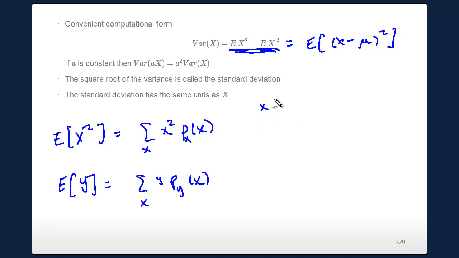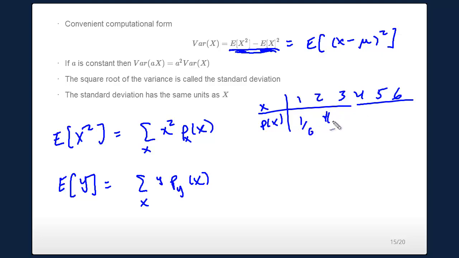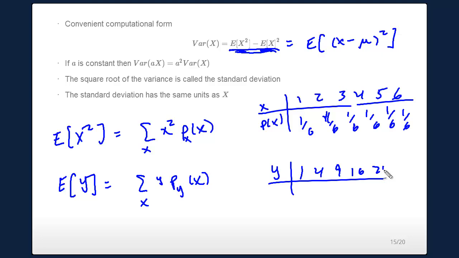In this case, X can take values 1, 2, 3, 4, 5, 6. For my die roll, p(x) is 1/6, 1/6, 1/6, 1/6, 1/6, and 1/6. And then here my Y can take values 1, 4, 9, 16, 25, and 36. The probability is 1/6, 1/6, 1/6, and so on. So this is p_Y(y). Sorry, it should have been a y right there. This is p_X(x). And the point being that these two things are equal.